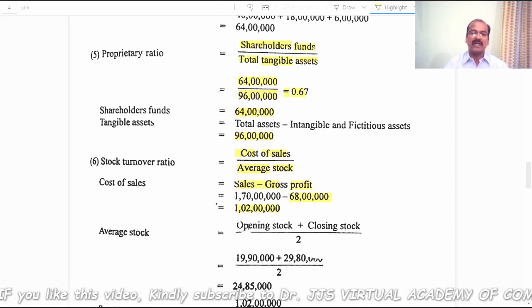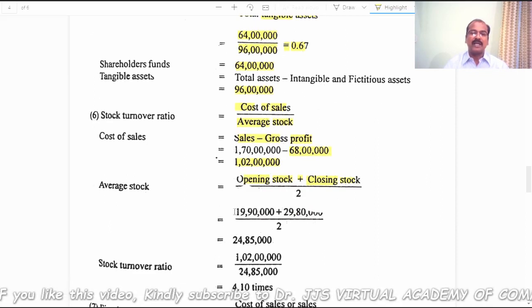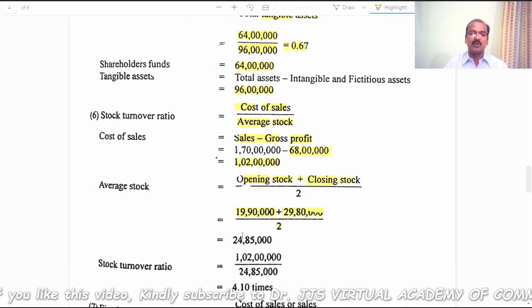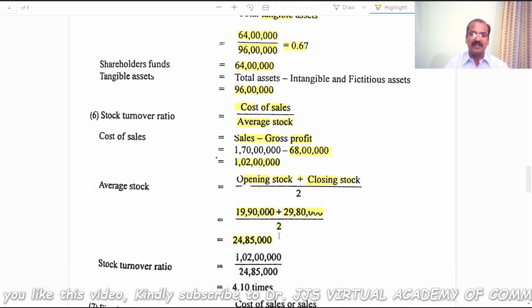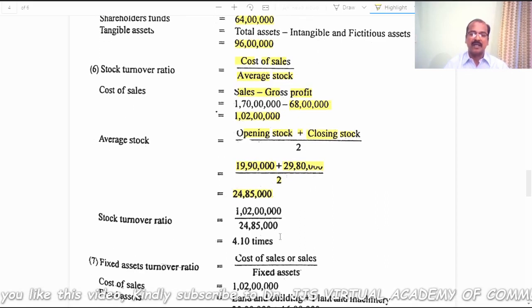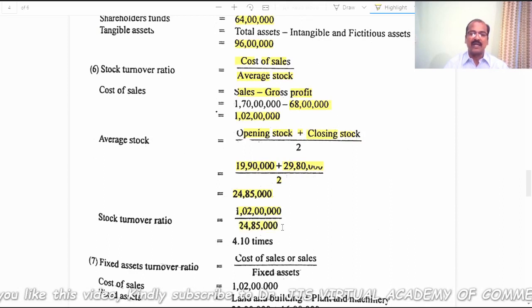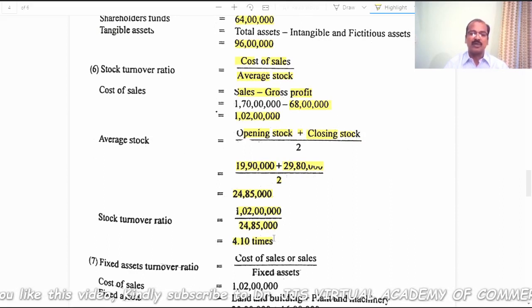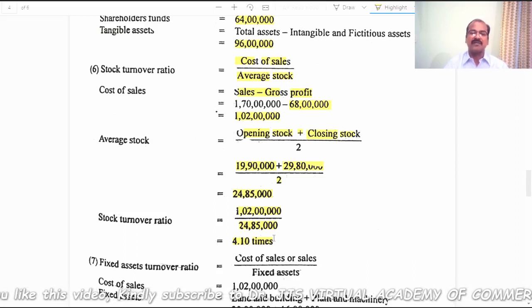What about the formula for calculating average stock? Opening stock plus closing stock divided by 2. 19 lakh 90,000 plus 29 lakh 80,000 divided by 2 gives us 24 lakh 85,000. That's the value of average stock. Now let us calculate stock turnover ratio. 1 crore and 2 lakhs divided by 24 lakhs 85,000 rupees is equal to 4.10 times. The concern has to really improve its utilization of stock.